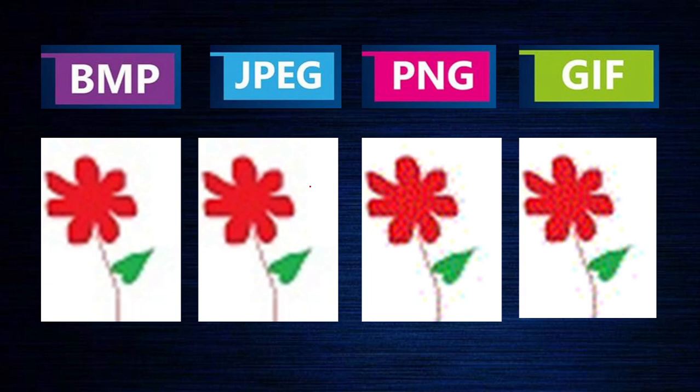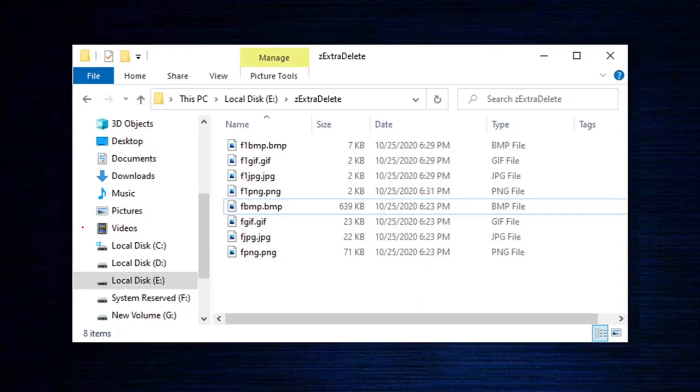Now the same file is compressed, made smaller. At that time you can see that even in PNG and GIF, the quality is gone, and BMP and JPG look good. Even JPG is doing well here. And this is the BMP picture.